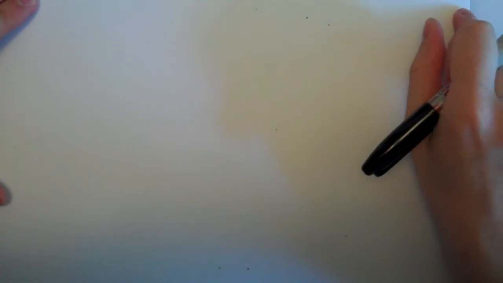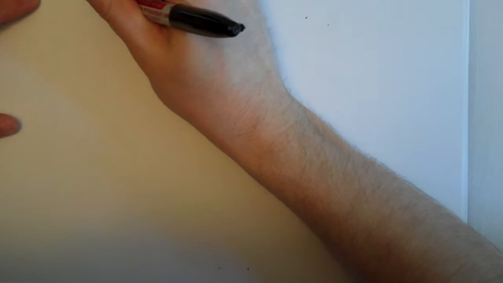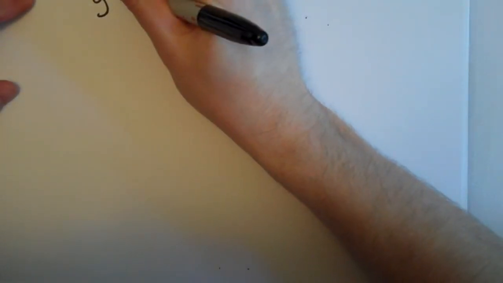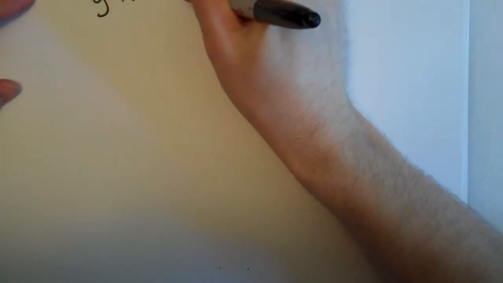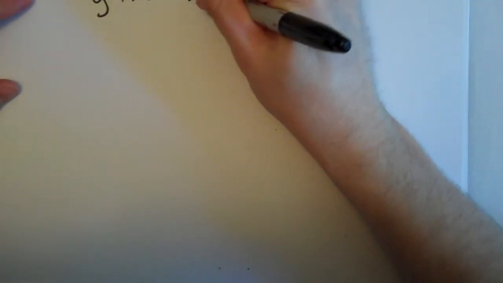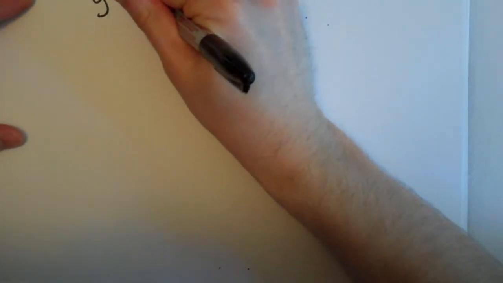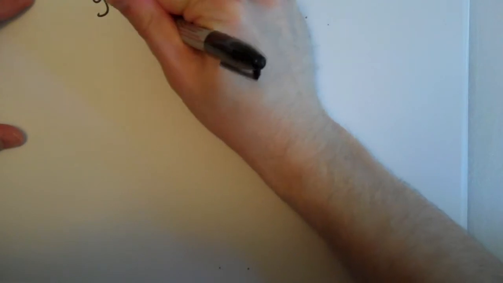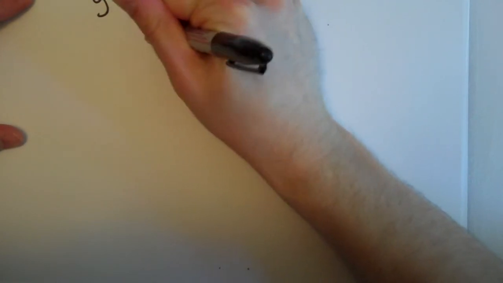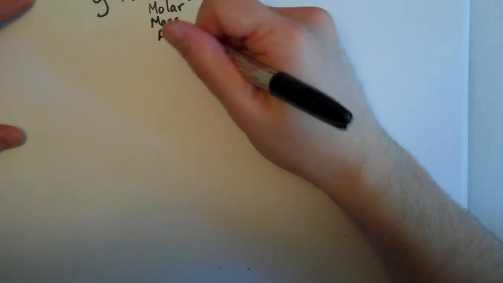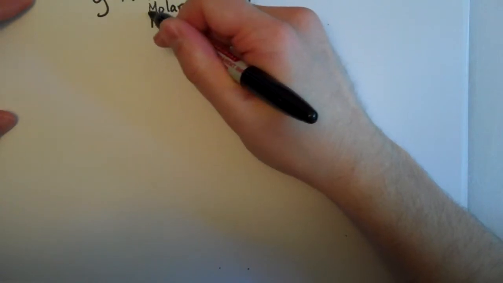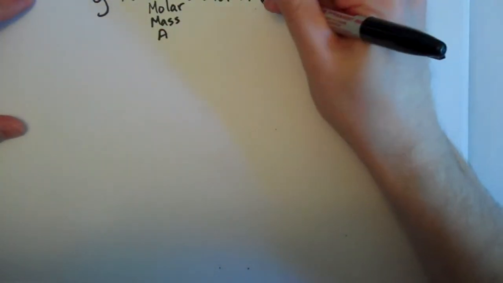Now, whenever I do a stoichiometry problem, the most important thing that I do is I write out a little plan of attack. Okay, here's the plan of attack. If I have grams of substance, we'll call it substance A, and I want to change that into moles of substance A, I always use the molar mass of A. Okay, we get that from the periodic table.